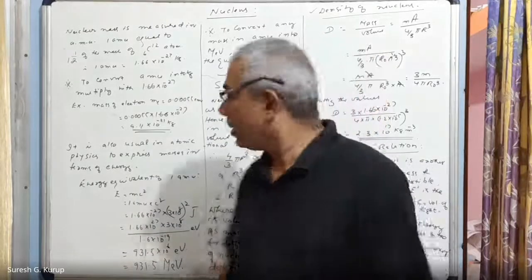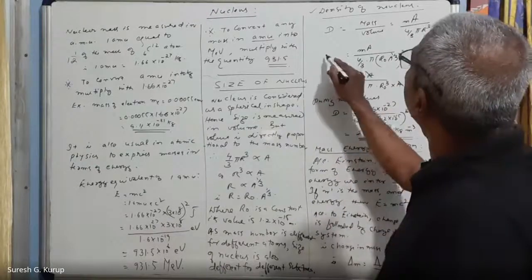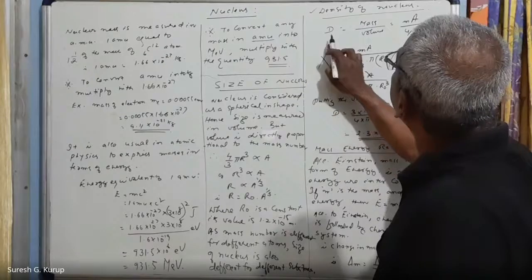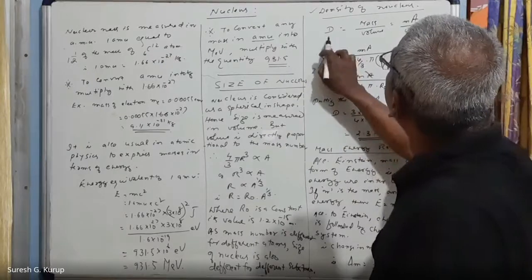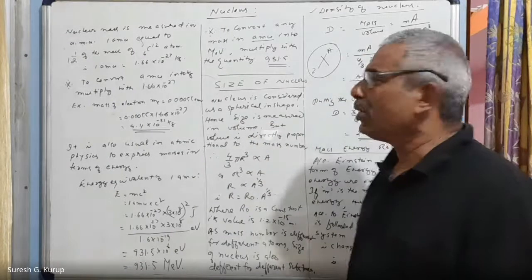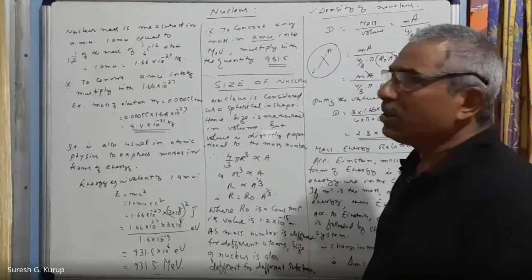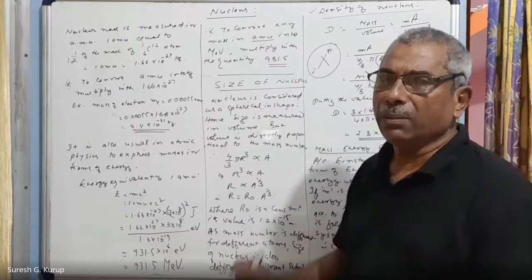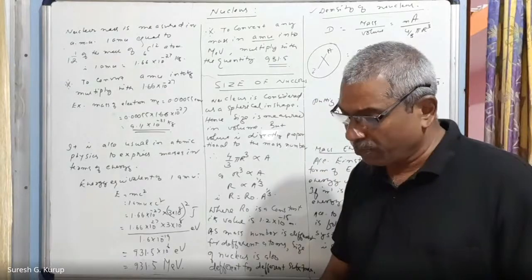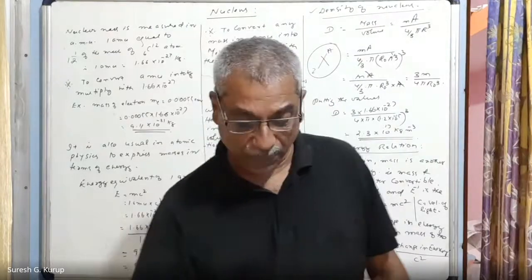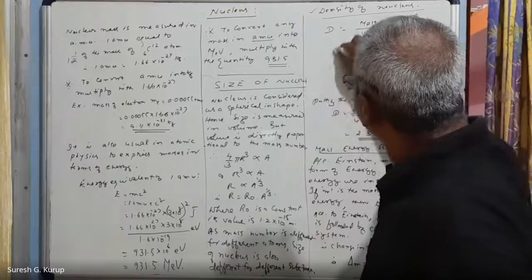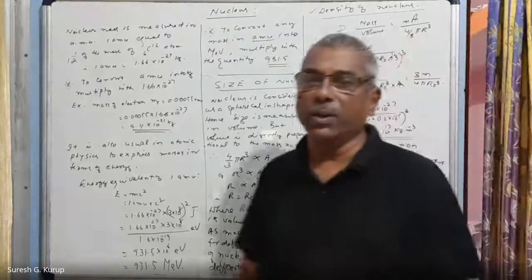Nucleus notation. Nucleus notation I am writing here. It is known as X, A, Z. So this is the way how a nucleus is denoted, where X is the symbol of the chemical element, A is the mass number, and Z is the number of protons present inside the nucleus. Then is nuclear mass. The total mass of the nucleons present inside the nucleus is called nuclear mass.